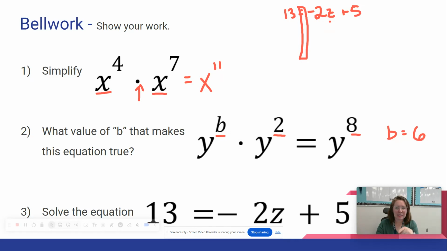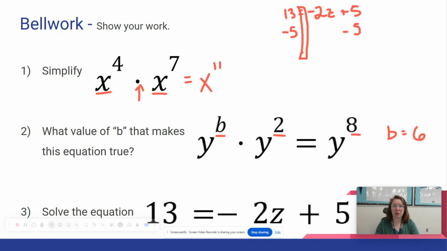So first I need to get rid of whatever's not directly attached to z. Right now, that negative 2 is directly attached to z, so I can't get rid of it yet. It's kind of stuck there. But I can get rid of the thing that's a little bit further away, which is the 5. So the opposite of a plus 5 is a minus 5. And if I do it on one side of my equal sign, I have to do it on the other side also. Same exact thing, minus 5.